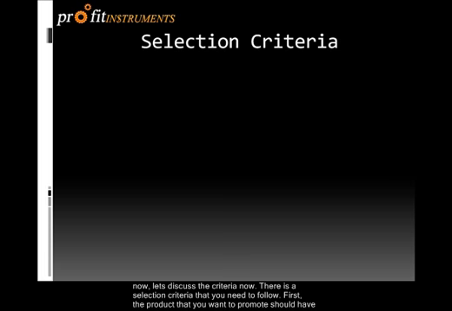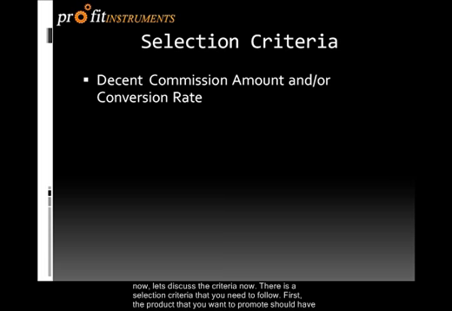There's a selection criteria that you need to follow. First, the product that you want to promote should have a decent commission amount. The threshold I follow in most cases is $10. So if a product is paying me $10 per sale or per lead, I usually go ahead and promote that, because if a product, let's say, converts 300 and we're just getting $5 per lead or per sale, then it's not really worth my time, because there are so many products out there. I can choose any one and I can start my profit instruments with those.